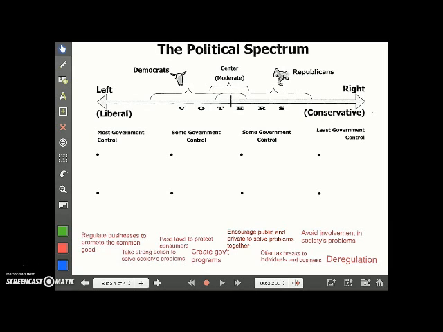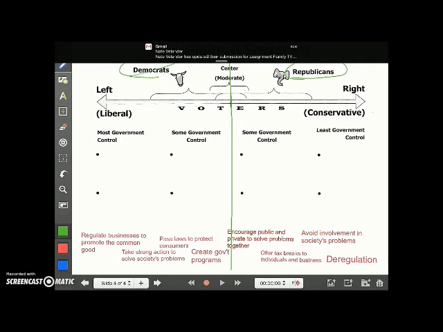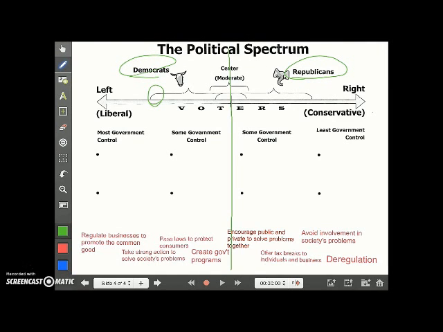So again, I said that Democrats are on the left, and so if we make a line down the center, this is the center or moderate line, and then Republicans are over here on the right. So Democrats typically fall more toward the center of this area, so they would fall more toward the middle of the liberal spectrum. However, there are some Democrats that are way out here on the left end of the spectrum, and there are Republicans who are way out here on the right. However, let's start with more toward the center policies for both groups.